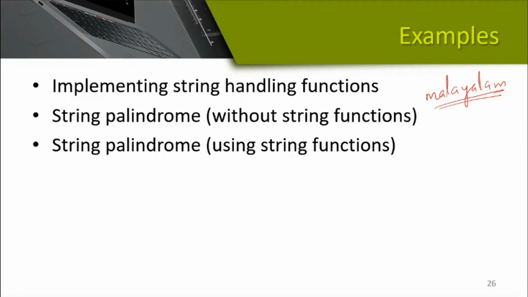That is, even if it is reversed, it will give you the same word or the same string. So without using string functions, we will first do the programming to check whether a given string is a palindrome or not. And in the second case, we use the string handling functions within string.h in order to check whether a given string is a palindrome or not.